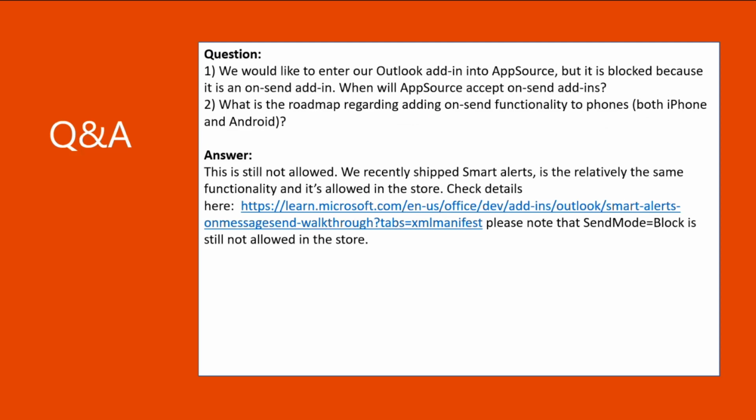And then our second question was a two-part question. First, we would like to enter our Outlook add-in into AppSource, but it is blocked because it is an onSend add-in. When will AppSource accept onSend add-ins? And then the second part of the question is, what is the roadmap regarding adding onSend functionality to phones, both iPhone and Android? The answer to this question is this is unfortunately still not allowed. We've recently shipped Smart Alerts, which is relatively the same functionality and is allowed in the store, so that might be a good alternative to look into. This link to the documentation here has a few more details on that, and they also wanted to note that Send Me block is still not allowed in the store as well.